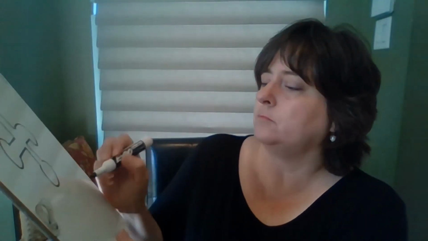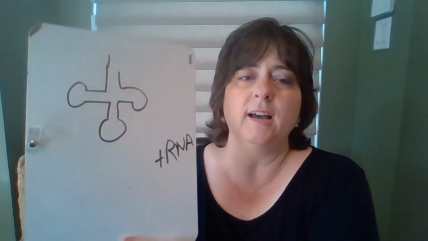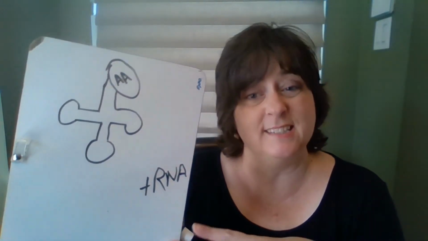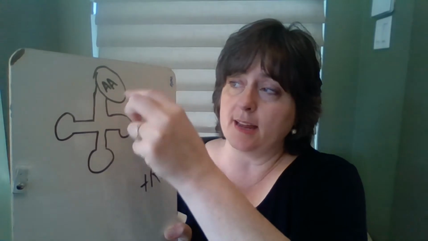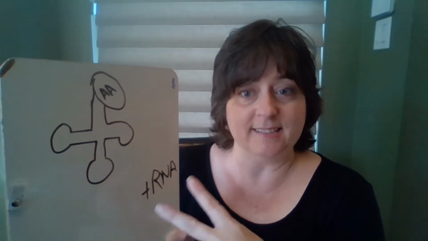So I've got a tRNA shape, and again, it has that characteristic T shape to it. The tRNA's job is to come in and bring the amino acid to the ribosome. So there is a place for the amino acid to bind to the tRNA. The tRNA is made up of RNA, and then an amino acid, this molecular structure, will come and bind here.